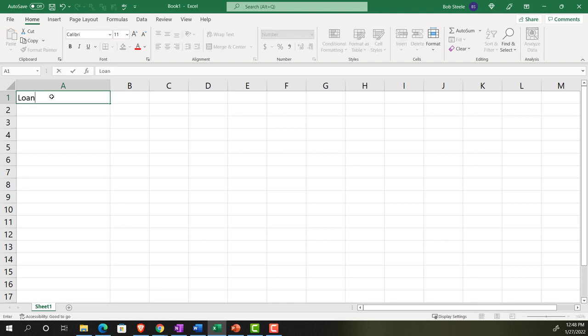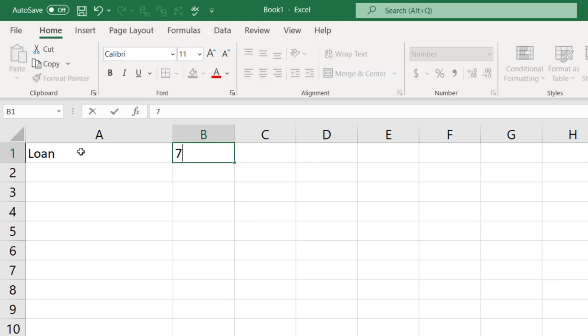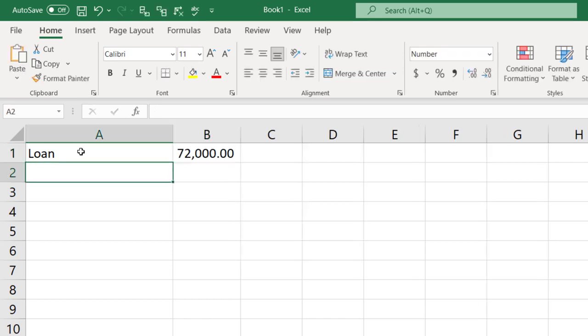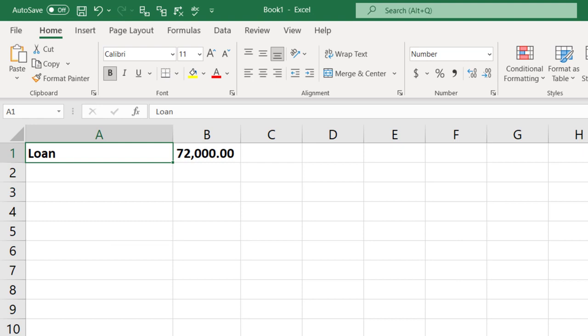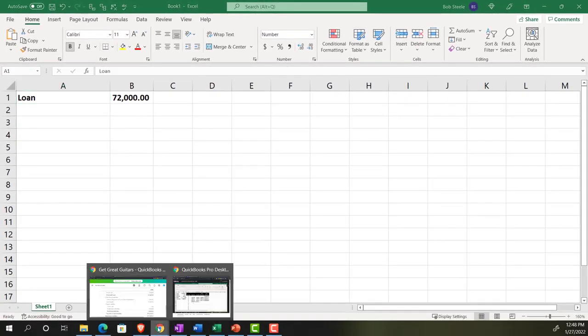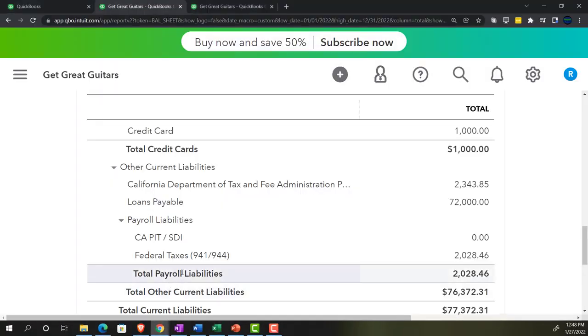I'm going to say the loan amount is going to be $72,000. I'm also going to make the entire worksheet bolded because I think that might be easier to see. So I'm going to hit my triangle and make the whole thing bold. Now I'm going to assume the loan is $72,000. I know when I entered it into the system, I entered it 2 times here.